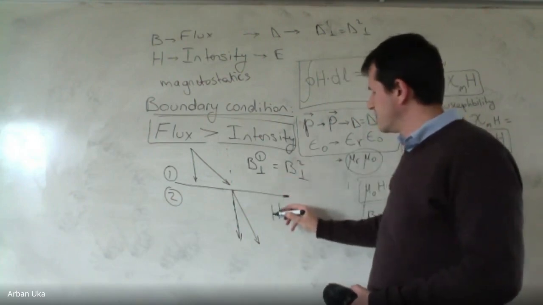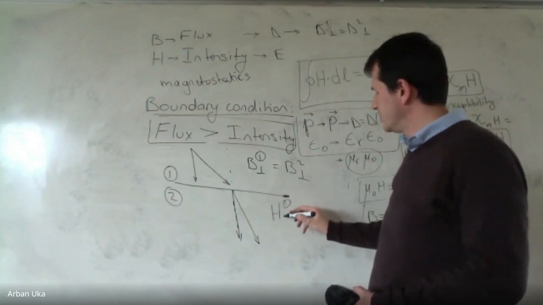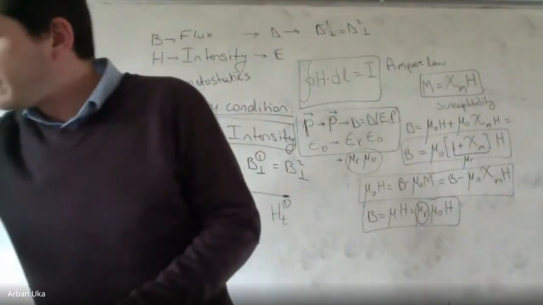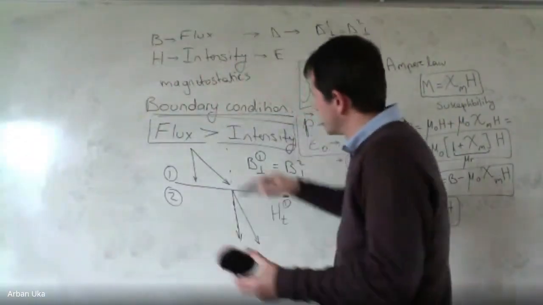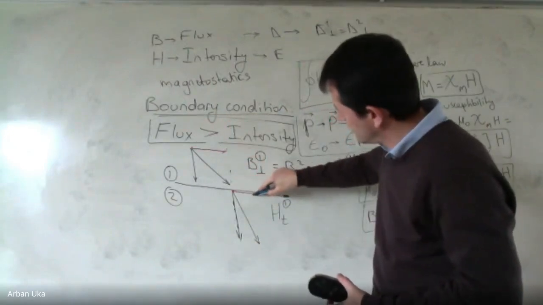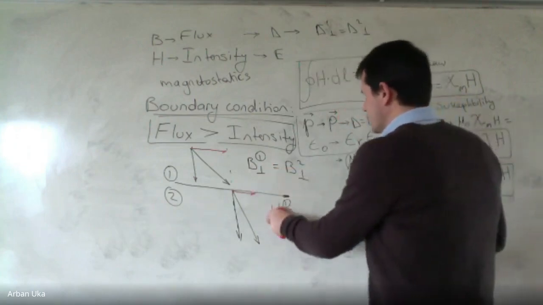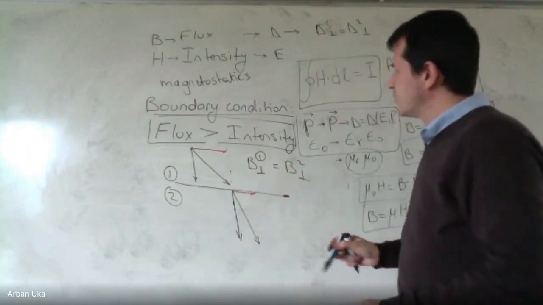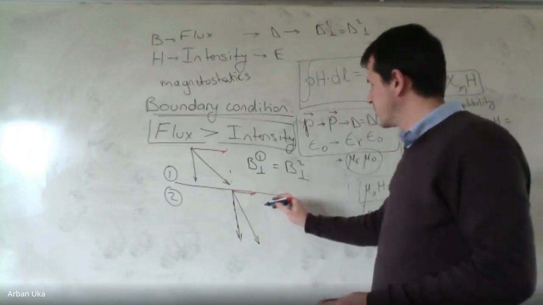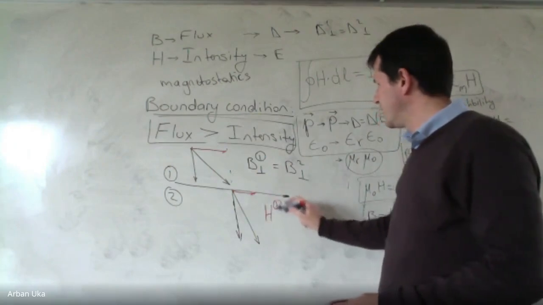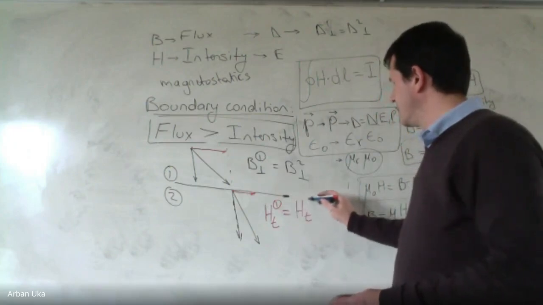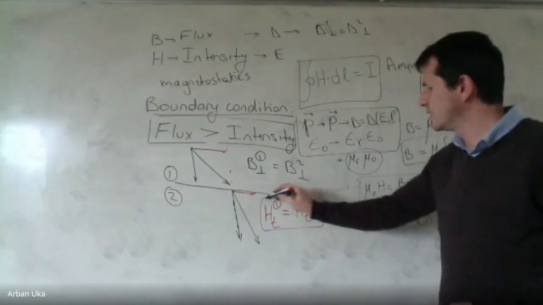For intensities, we have the H1, but the tangent component, which is this component. So let's draw the intensities in a different color. So this is an intensity, and this is also an intensity. And let's do it also like this. So intensity is a weak quantity. So intensities, when they go from here to here, they cannot be conserved. Okay? Because this H in medium 1, the tangent component, which is this, is going to be equal to the intensity in medium 2, but still only the tangent component.